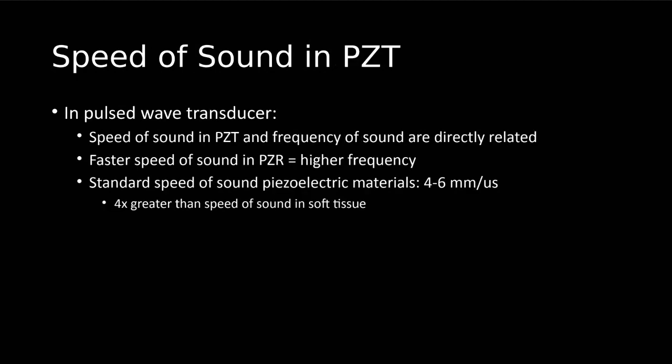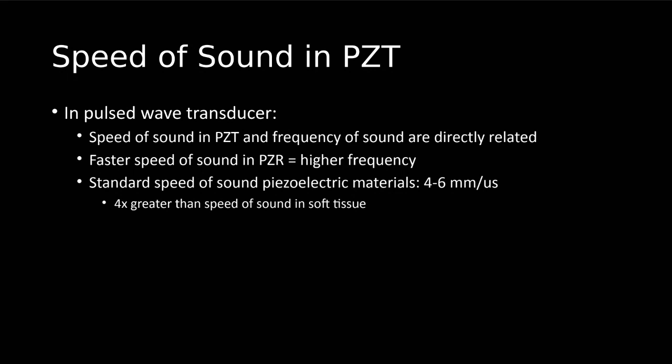So the speed of sound in that active element, again, talking mainly just about the pulse wave transducer, no longer talking about continuous wave. The speed of sound in that active element and the frequency of that sound are going to be directly related. So the higher your frequency is, the faster you are going to be able to travel through that active element. And the faster the speed of sound in that active element, that should say PZT, not PZR, you are going to produce a higher frequency to travel through your image.